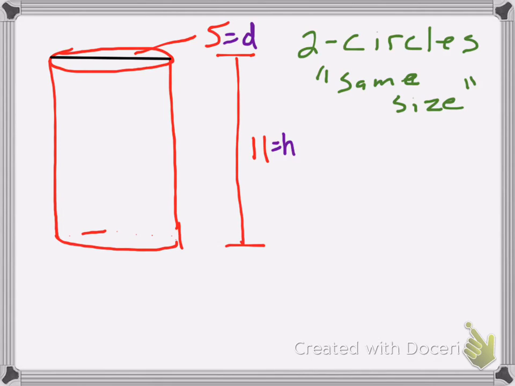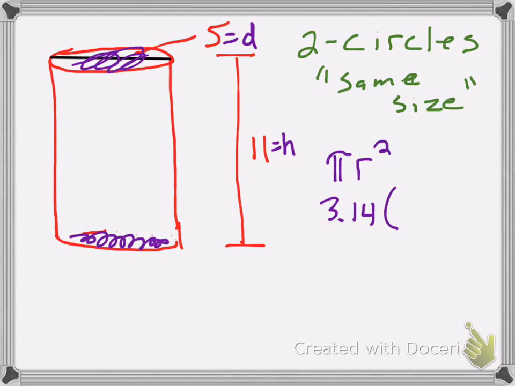Now we know the two circles, top and bottom. That's this part here and this part down here. They're the same size. So in theory, if I find the area of one circle and I times that by 2, I should get the area of the top and the bottom. Now let me find the area of one circle here. We've got 3.14 times the radius. Now the radius is actually half the diameter, which is 2.5.